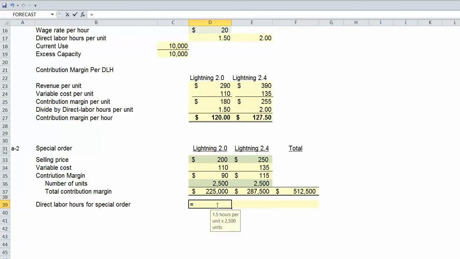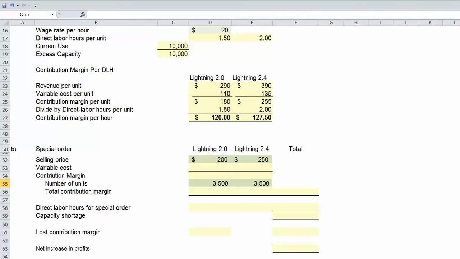Our Lightning 2.0 takes 1.5 hours to make. The order is for 2,500 units, so it will consume 3,750 hours. The Lightning 2.4, 2,500 units, times 2 hours per unit, will consume 5,000 hours, for a total of 8,750 hours, which is within our excess capacity of 10,000 direct labor hours. So we don't have a constraint, and we can accept this special order.